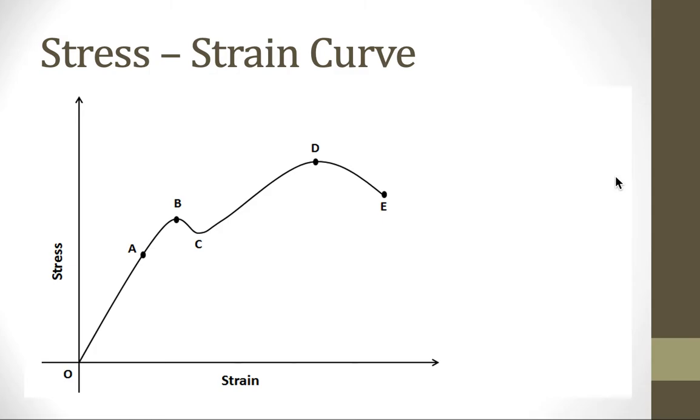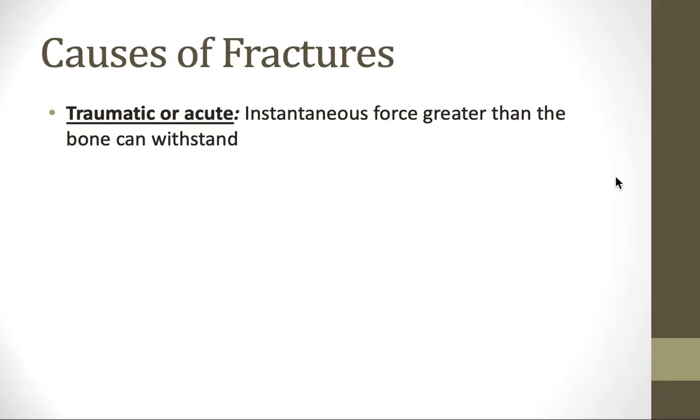When we talk about the amount of force that a bone can handle before it breaks, there are different types of fractures. So the first cause of a fracture is a traumatic or acute fracture. In this case, there is an instantaneous force, so the force is all at once, and that force is greater than the bone can withstand. So this is an immediate force, all at once, that's just greater than the bone can withstand.